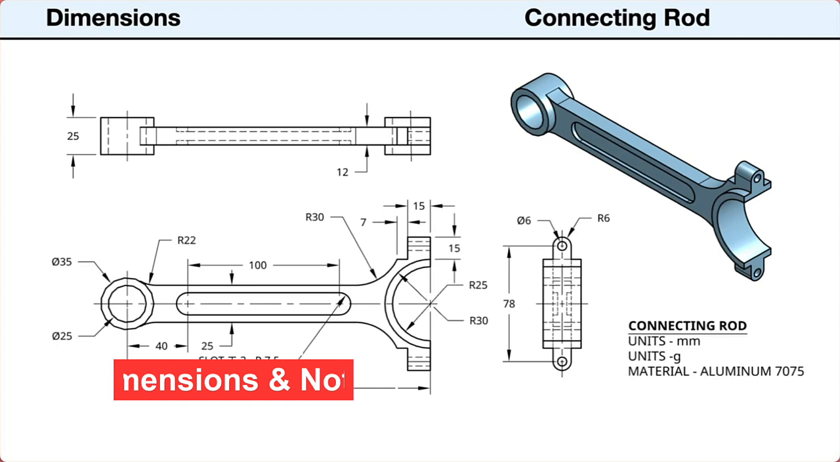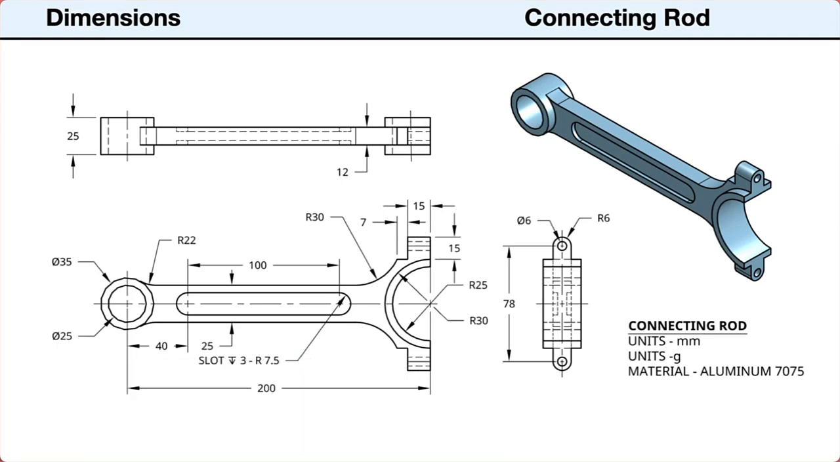Next, we'll look at the dimensions and notes. First, the dimensions are in millimeters. The overall length measured between circle centers is 200 millimeters. On the small end, the through hole has a diameter of 25 millimeters. The diameter of the concentric circular end is 35 millimeters. On the big end, the center arc has a radius of 25 millimeters or diameter of 50. The outer edge has a radius of 30 millimeters. The width of both ends is 25 millimeters. The width of the center beam is 12 millimeters. The height is 25 millimeters.